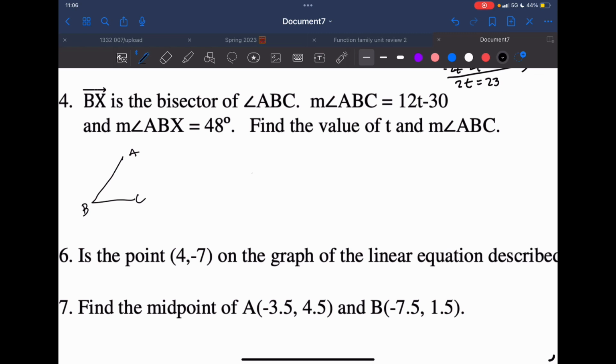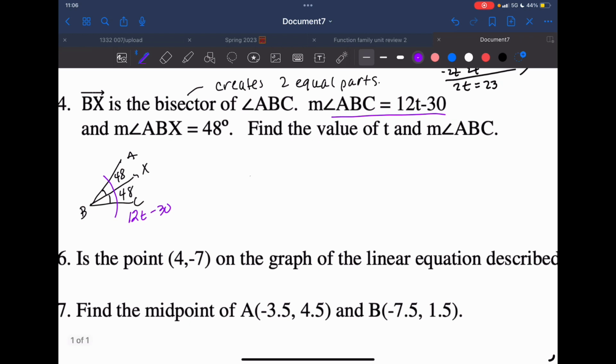The ray is the bisector of angle ABC, and the measure of ABC is 12t minus 30, and the measure of ABX is 48. So the ray is a bisector, and the measure of that is 48. Now, a bisector creates two equal parts. And so if this one is 48, that means the other one is also 48. And then if we extend our thinking, the measure of ABC, the whole angle right here, is going to be 12t minus 30. So when two angles are next to each other, you can add them together to get the measure.